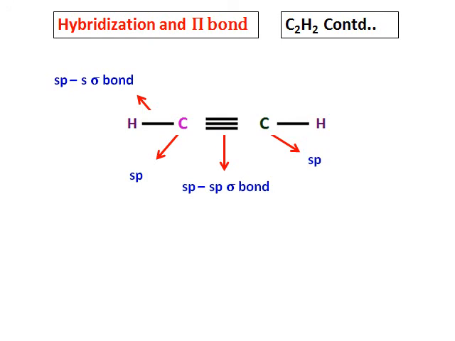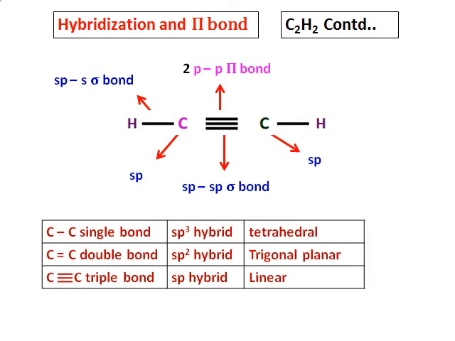So what about the two bonds over there above the sigma bond? Both the bonds are pi bonds. So it is important to know that even in a triple bond, one is a sigma bond and the other two are pi bonds.